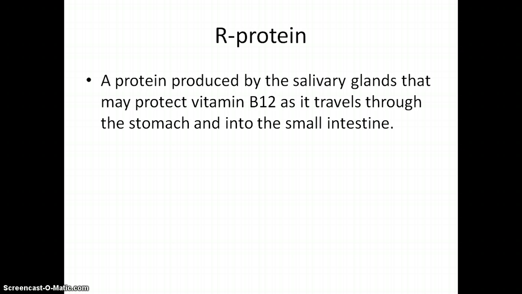R protein is a protein produced by the salivary glands that helps protect vitamin B12 as it goes through the stomach with the acid and into the small intestine.